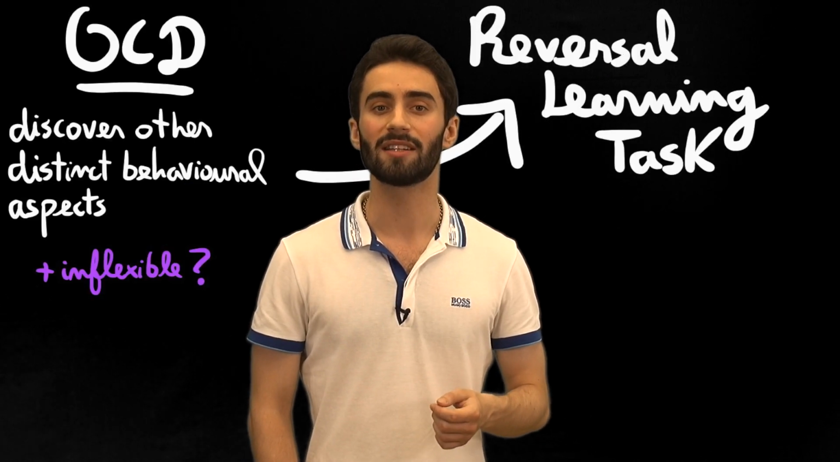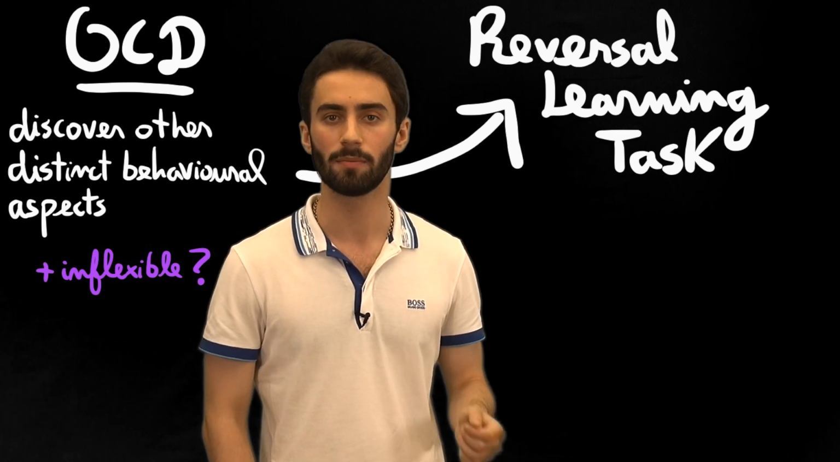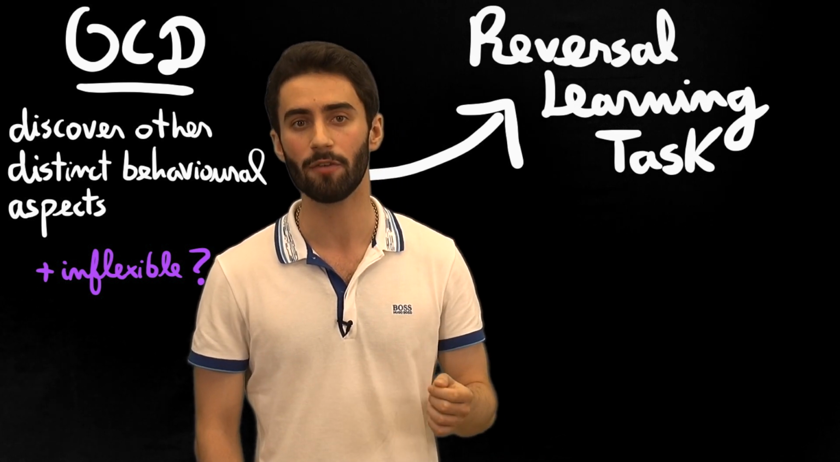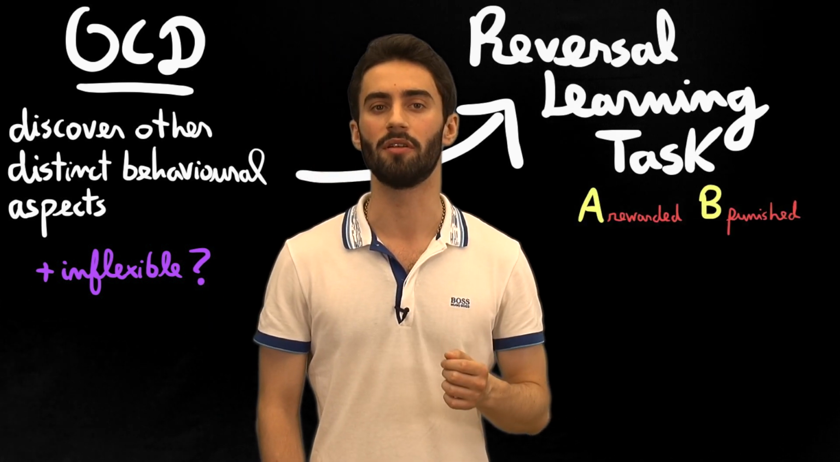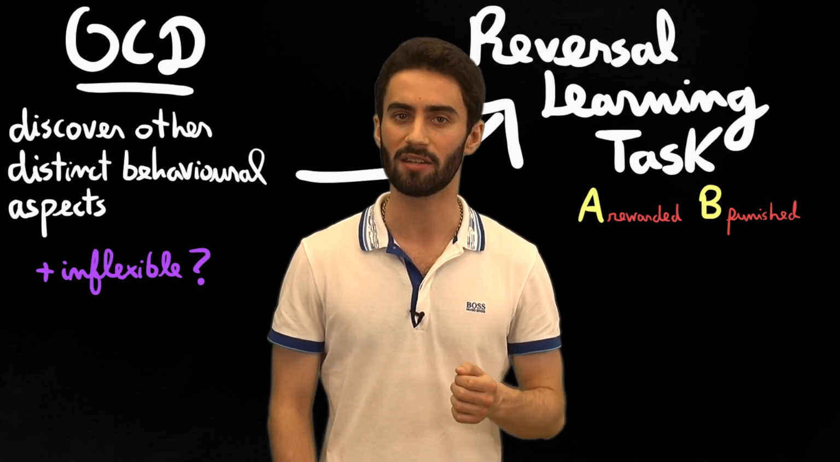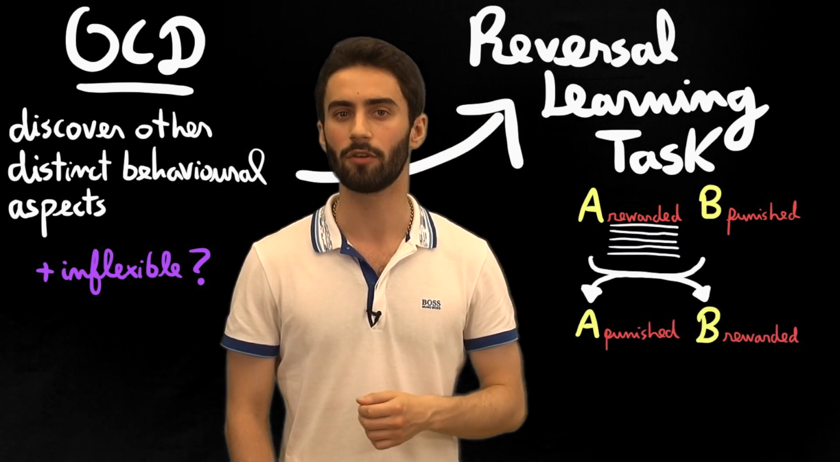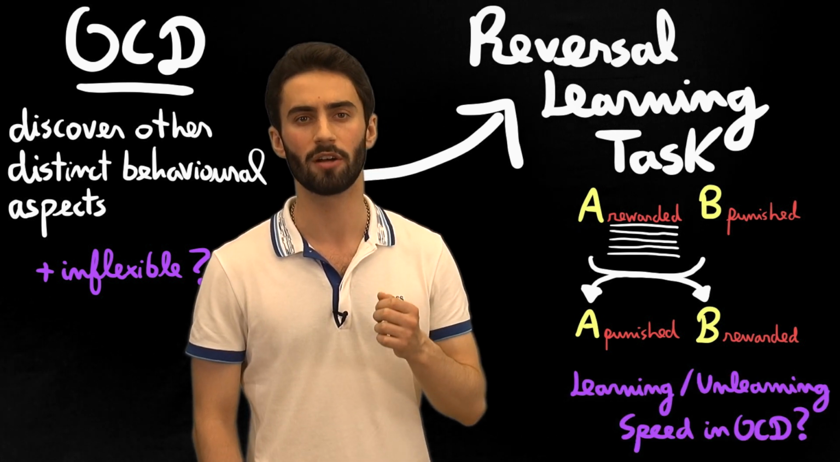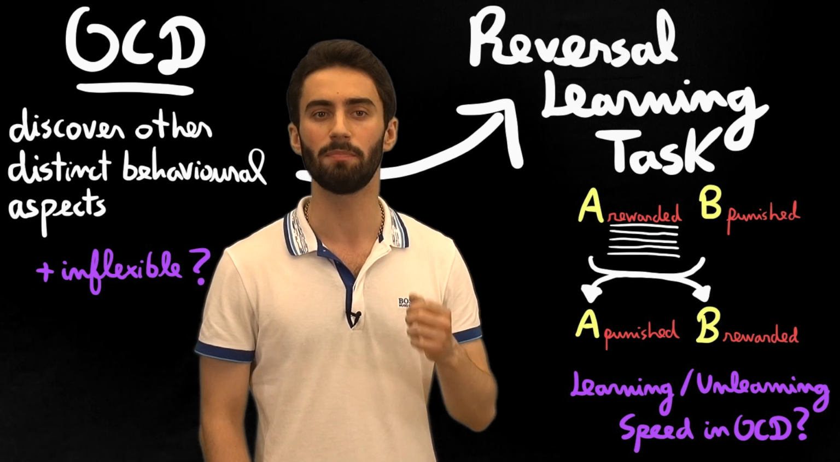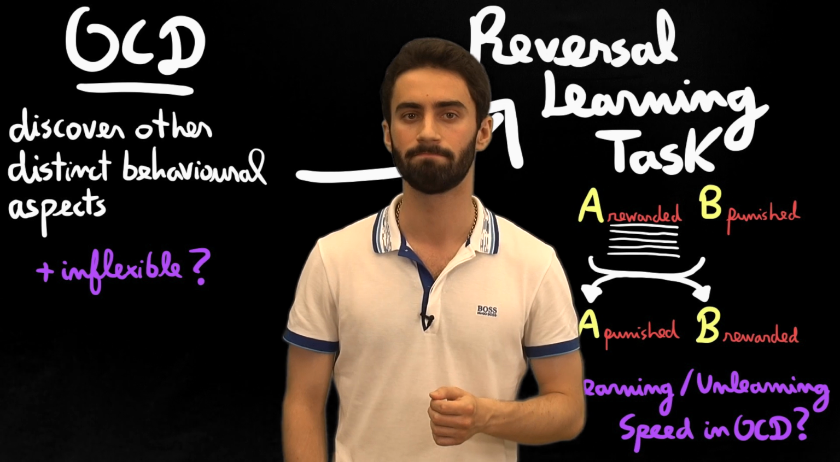The reversal learning task provides a good ground for discovering other distinct, possibly more inflexible, behavioral aspects of this disorder. The subject has two choices: one rewarded most of the instances, the other punished most of them. After getting it right several times in a row, the association flips. A good first hypothesis is testing if the speed of learning and unlearning differs between groups.